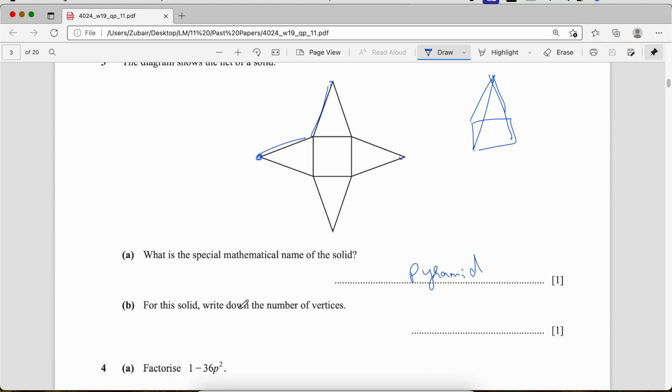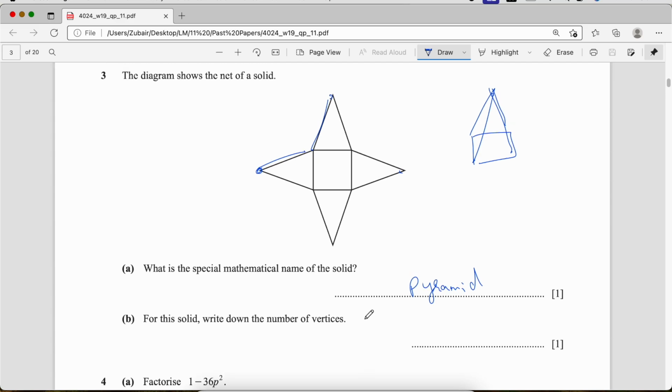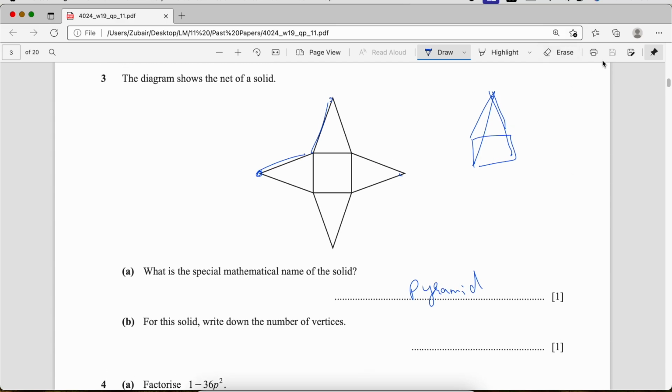For the solid, write down the number of vertices. So when we have the solid, I'm counting: 1, 2, 3, 4, and this is 5 vertices or corners. That's 5.